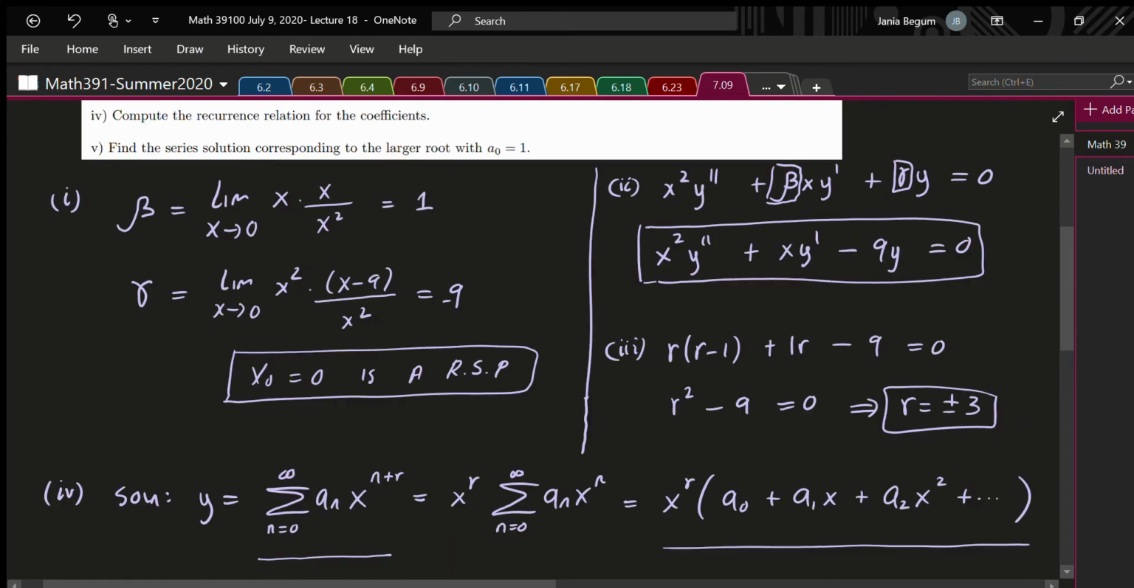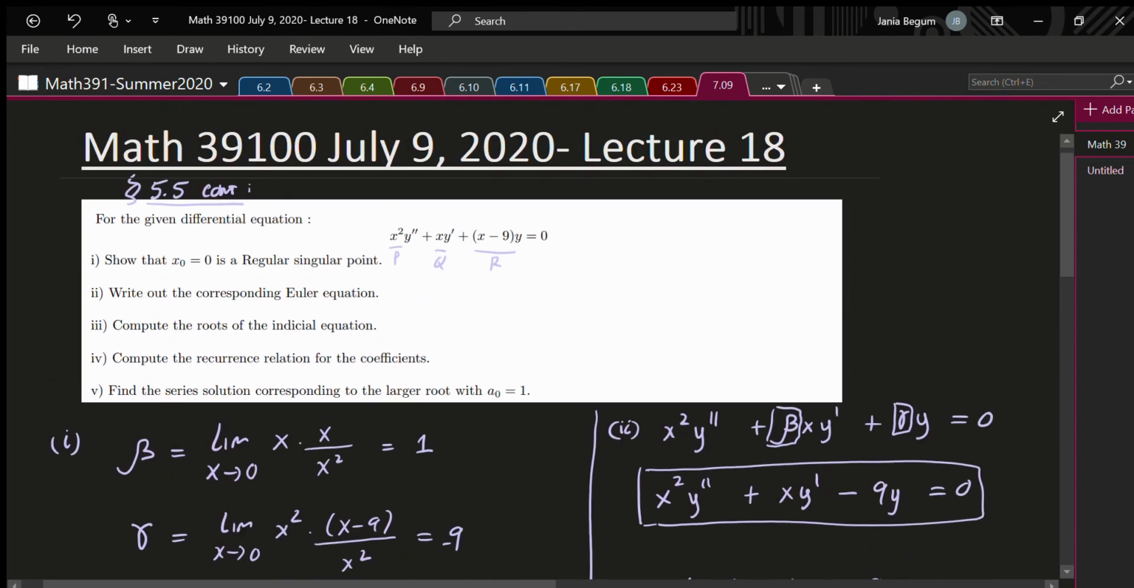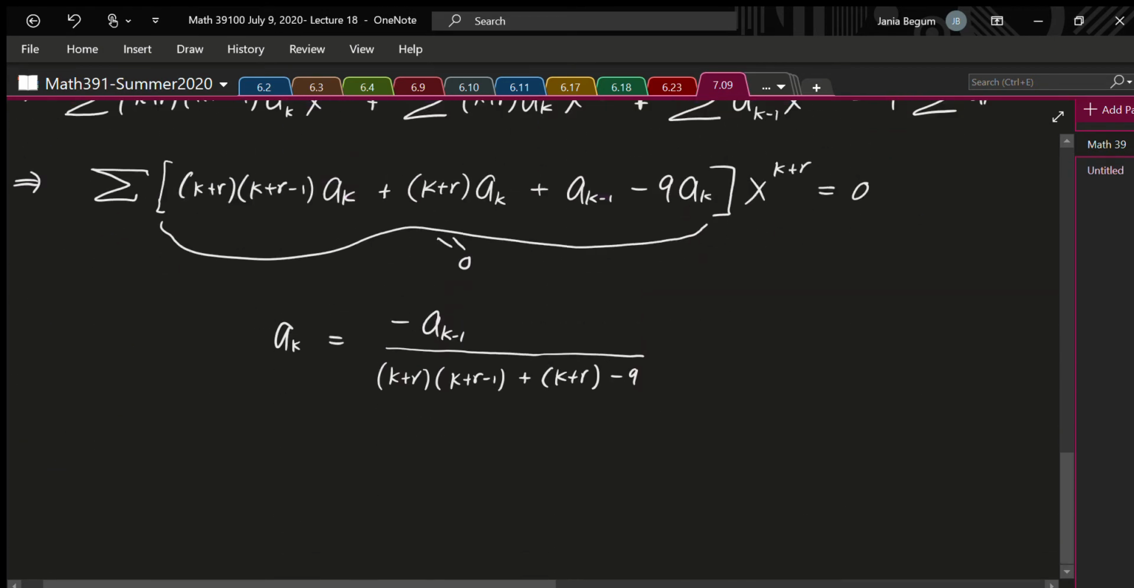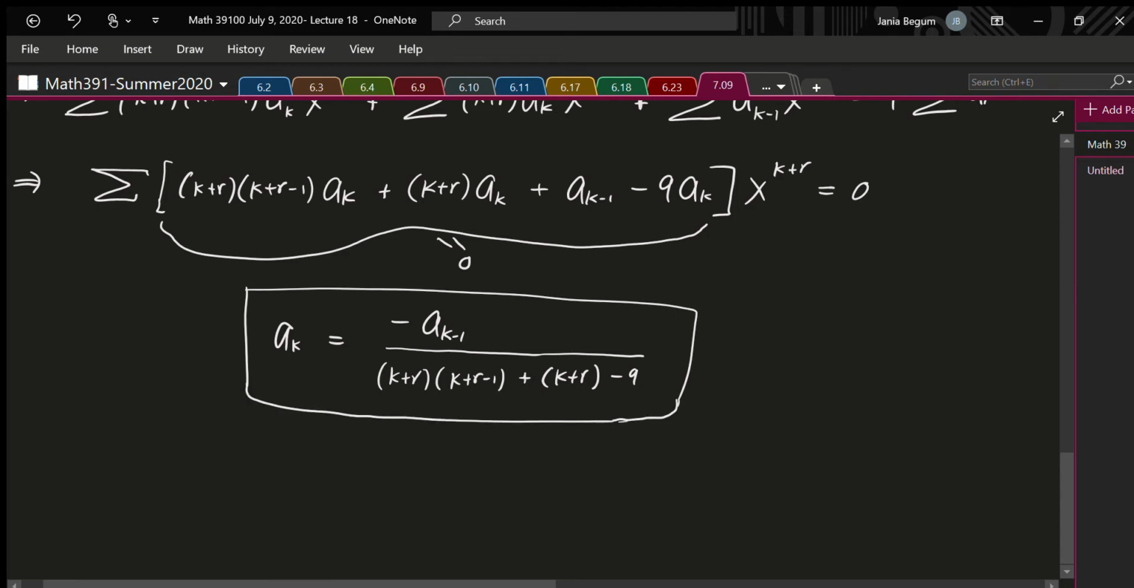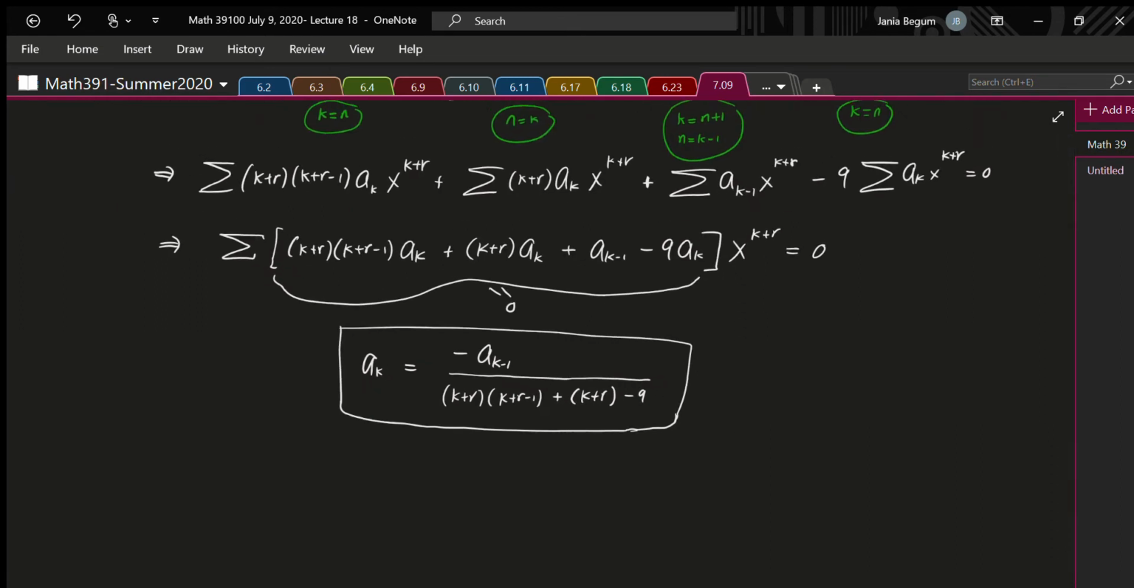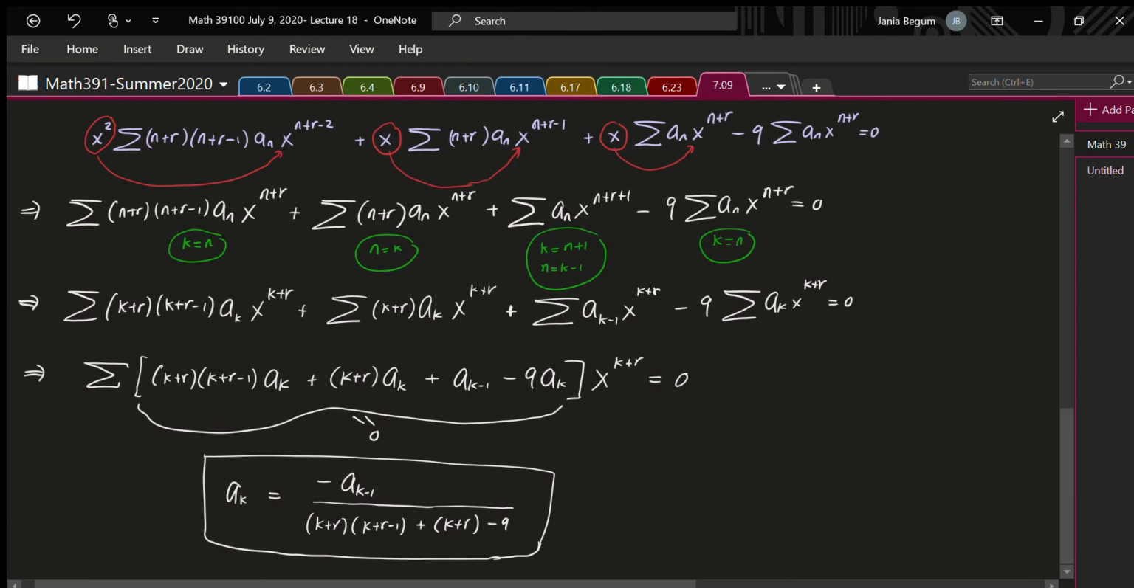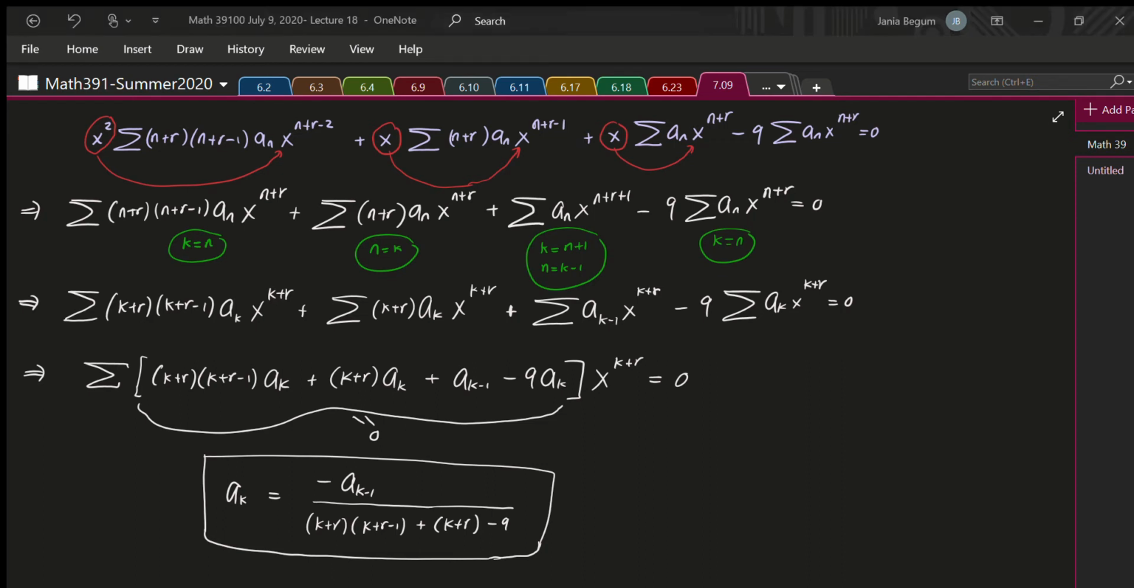So the next part of this question, part 4, compute the recurrence relation for the coefficient. So we have the recurrence relation. This is it. So this is part 4. Now the last part, well, before I move on, any questions up to this point? Are you guys okay? Okay, so, all right. So moving on.